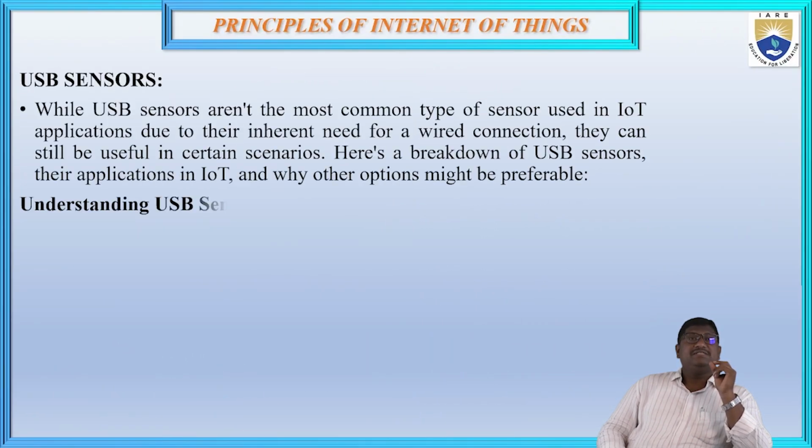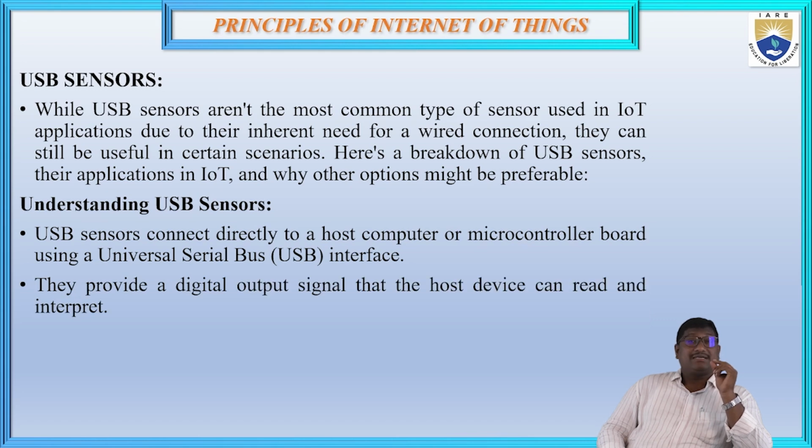Now we'll see USB sensors. You need to understand what common types of sensors are used in USBs. These are used to eliminate the need for wire connections in some cases, though wires can still be used in certain scenarios. The breakdown of these USB sensors is that they are directly linked with the computer or microcontroller board USB, which is the universal serial bus interface.